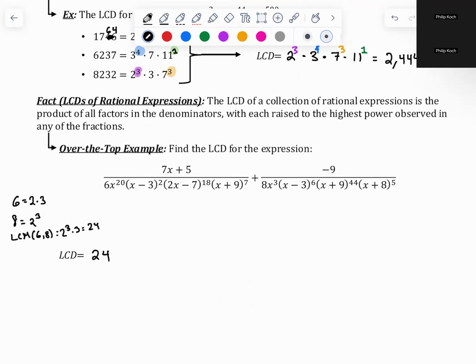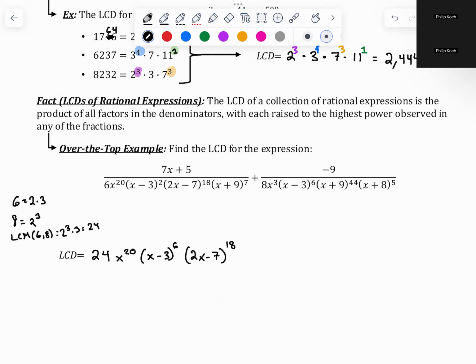Now, both of them have a factor of x, but the highest power seen is a 20th power, so it has to have an x to the 20th. They both have a common factor of x minus 3, but the highest power present of x minus 3 is the 6th power. Then only the first one has a power of 2x minus 7, so it still has to be present in the LCD in order for it to be a factor of both denominators. So a 2x minus 7 to the 18th.